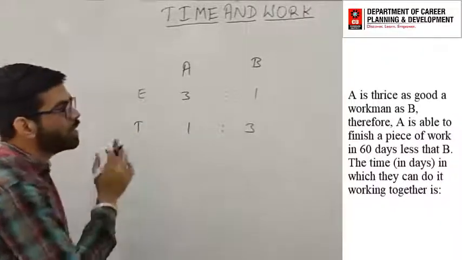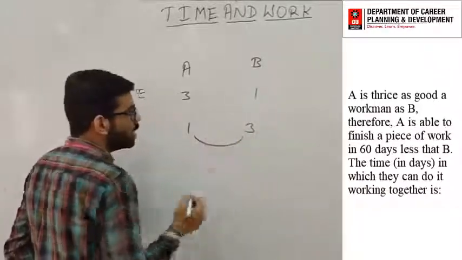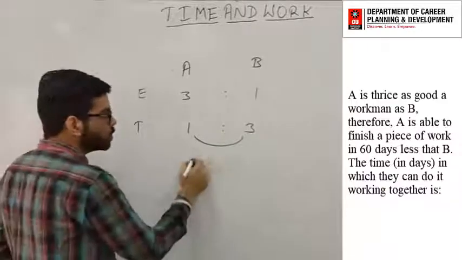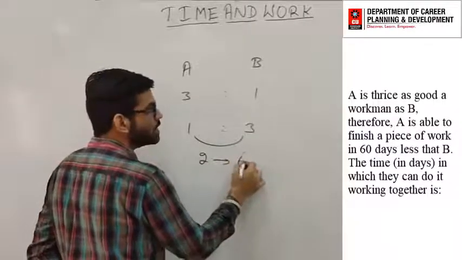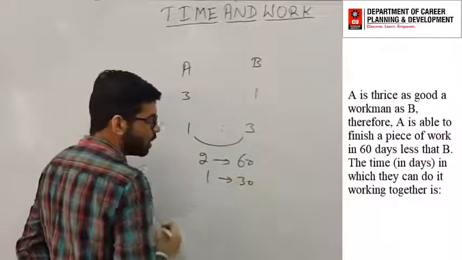Now as per the question, A takes 60 days less. As per the condition, the fewer days taken by A is 2 units, so the 2 value is given, which is 60. So from here the value of 1 comes out to be 30.